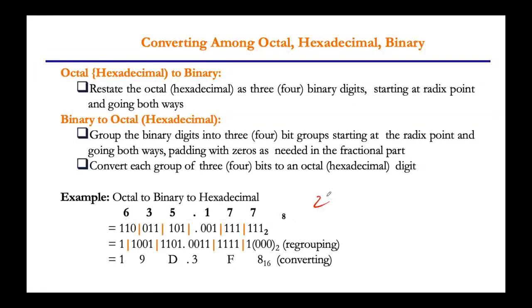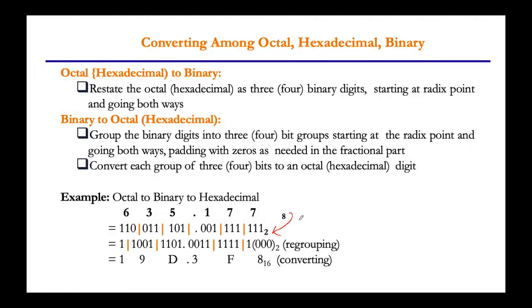As octal says, 2 to the power of 3 is equal to 8, so every digit can be represented with 3 bits. So 6 can be written as 110, 3 can be written as 011, 5 can be written as 101. For the fractional part, 1 can be written as 001, and 7 can be written as 111, and 7 as 111. That is the binary form, the conversion from octal to binary.